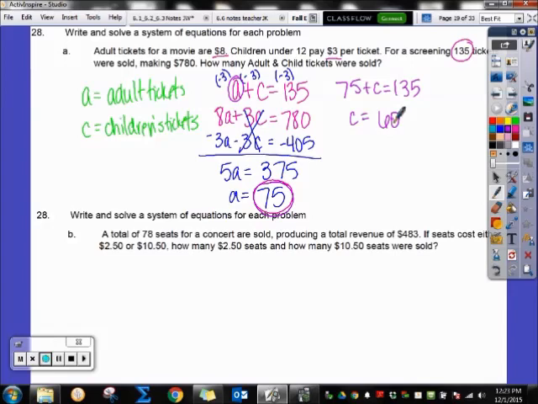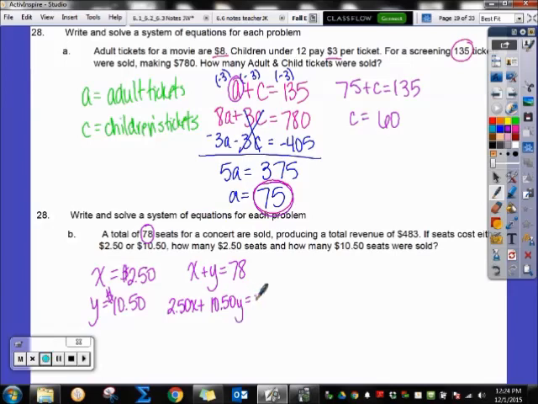So in this case, I'm going to let X equal my $2.50 ticket and Y equal my $10.50 tickets. So the total number was 78, so that has to be X plus Y is 78. Then we have our $2.50 tickets plus our $10.50 times every ticket equals $483. And if you want to get rid of those decimals, you can by moving the decimal twice on each term in that one. But since it's not that difficult of a decimal, I'm just going to work with it.